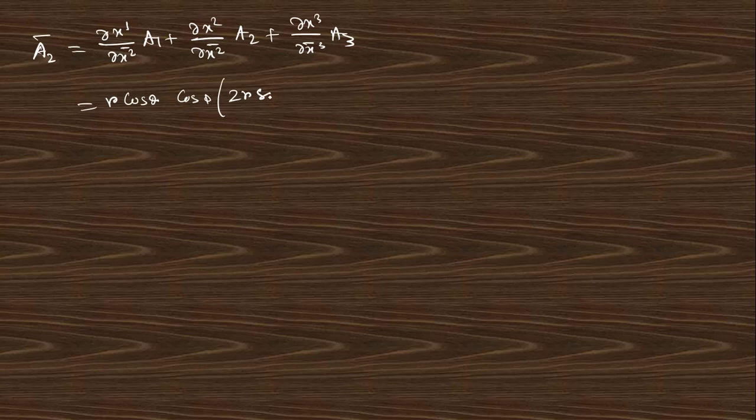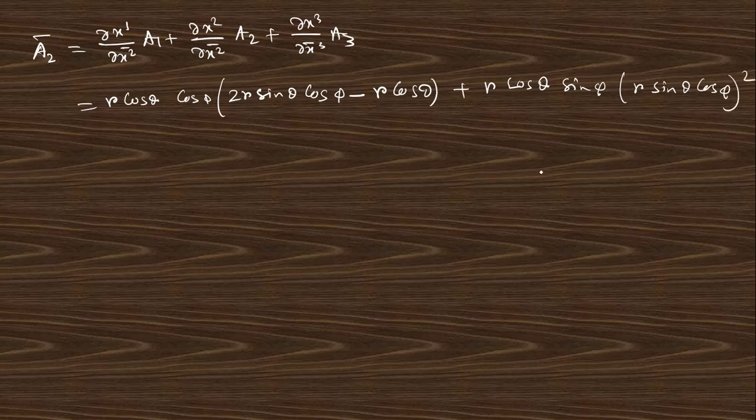Next for a2, if you want to find out a2, similarly that is ā2 equals ∂x1/∂x̄2 a1 plus ∂x2/∂x̄2 a2 plus ∂x3/∂x̄2 a3. Just find out this expression, you will get r cos theta cos phi within bracket 2r sin theta cos phi minus r cos theta, plus r cos theta sin phi and r sin theta cos phi whole square into r sin theta sin phi, plus minus r sin theta into r sin theta sin phi.